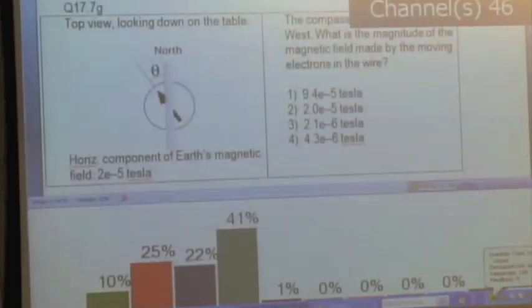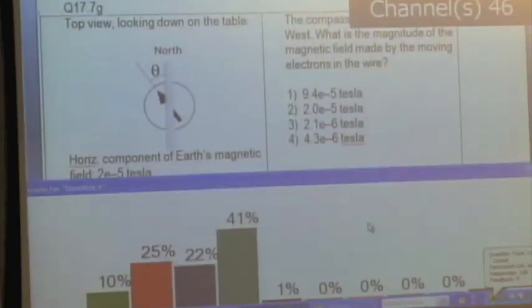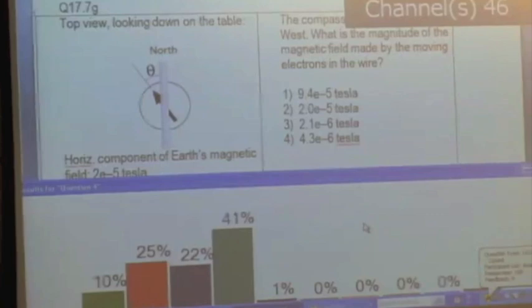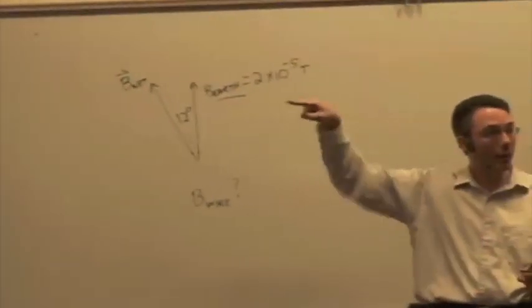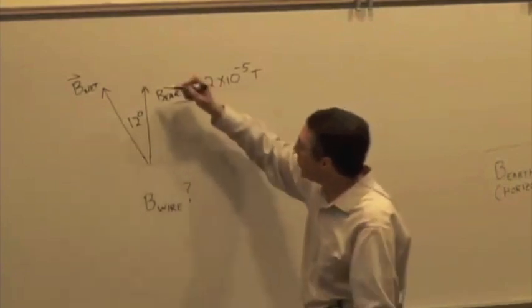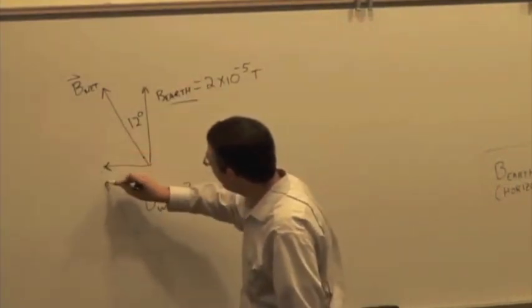Okay, and so we're all over the map. So we do need a little review of trigonometry. This is the magnetic field of the Earth, right? What do we know about the direction of the magnetic field due to the wire? It's the same situation as before, right? So it's pointing that way. So that's B of the wire.